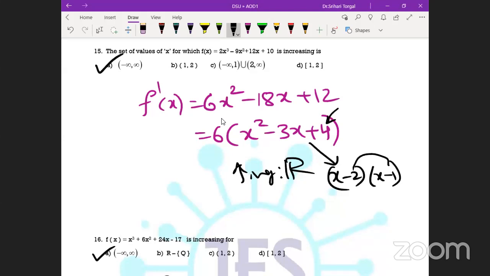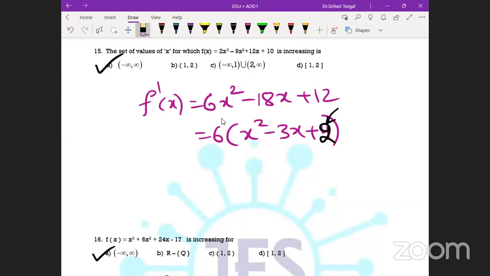No. I have taken 6 common here. Then, sir, I think it is 2, right? Okay. Yes, you are right. Good. Thank you. After taking 6 common, I have to get 2 here. Now it is right. Then we can get the factors.